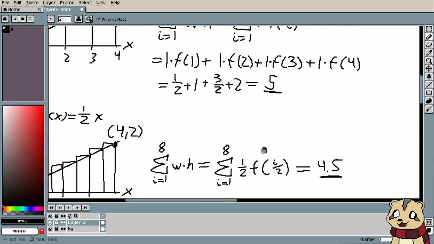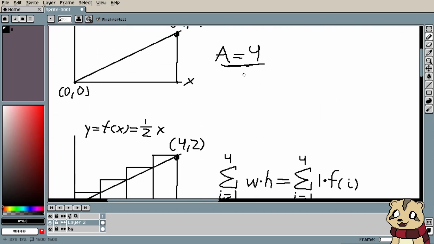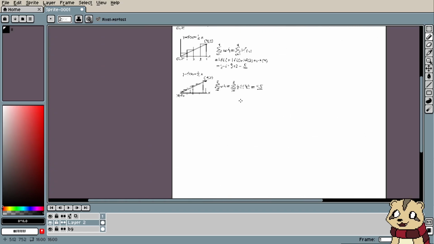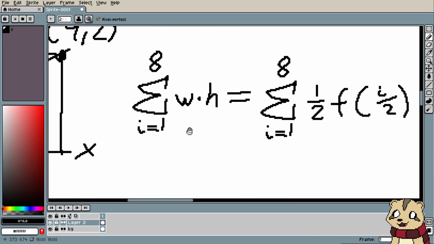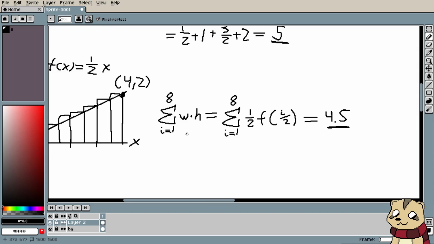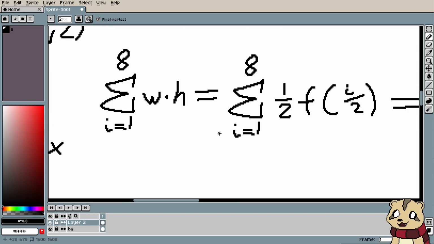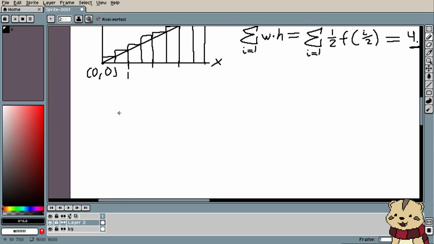It's getting closer indeed to our true value of 4. So you might guess where this is going. We're just going to keep adding more rectangles. Basically, we're going to add an infinite number of rectangles. So how are we going to do this?